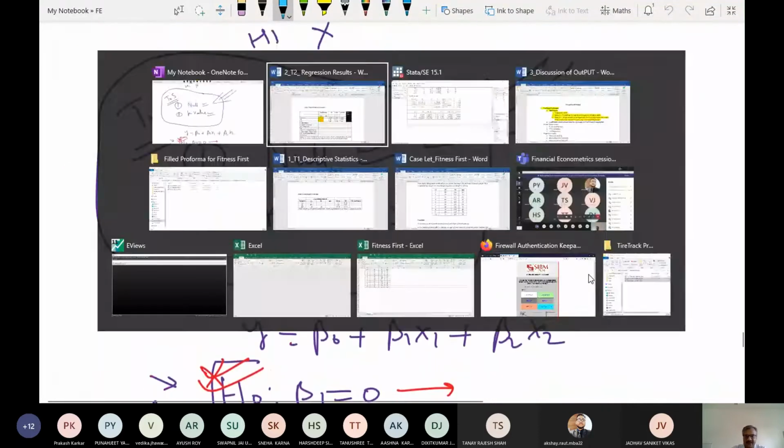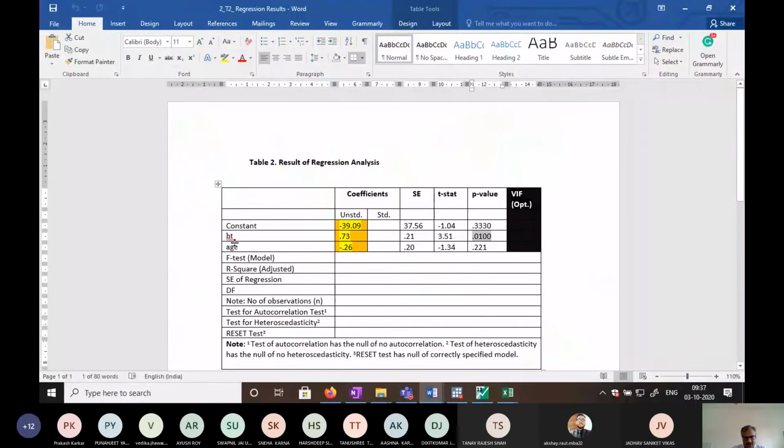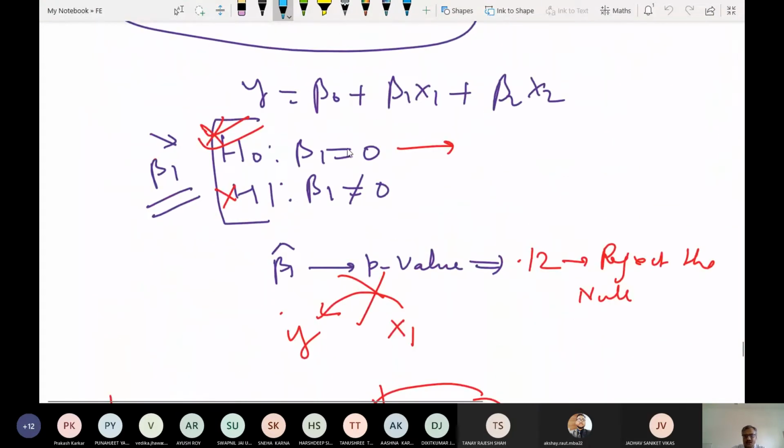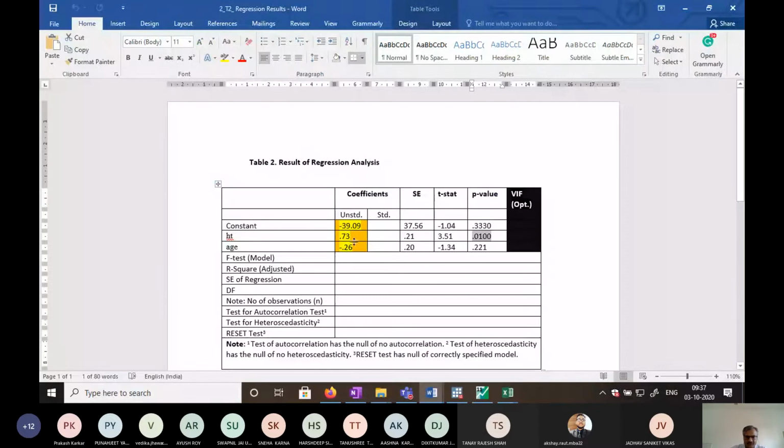And as we are finding in this, p-value for the coefficient of height is 0.01, which is obviously less than 0.05. So we are supposed to reject the null. Right now we are rejecting the null. So we will say that we are accepting the alternate hypothesis. We'll say that the null of 0 is rejected. So we'll assume that the coefficient of height is statistically not equal to 0 or it is significant.